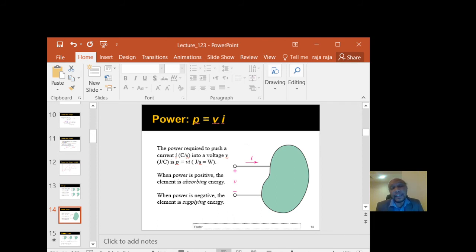The second one: power is negative. Power is negative means it is supplying energy. Supplying energy means what? We can say a battery, for example. We charge the battery in our mobile phone in the morning before we come to the college, and then you use it up to the evening. In the morning you are charged 100 percent, and after you come to the college and finish the class and everything, you leave the college around 4 o'clock. Now you see your mobile phone.